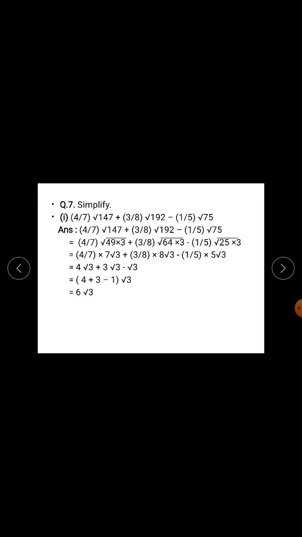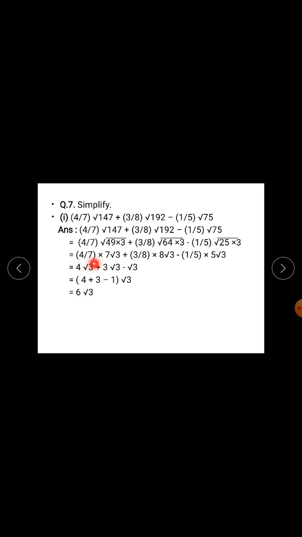Then minus 1 upon 5 into root 75. So 1 upon 5 into root of 25 into 3. 25 3s are 75. So root 75 means root 25 into 3. So minus 1 upon 5 into root of 25 into 3 equals 4 upon 7 into, but root 49 is 7 and this is root 3.